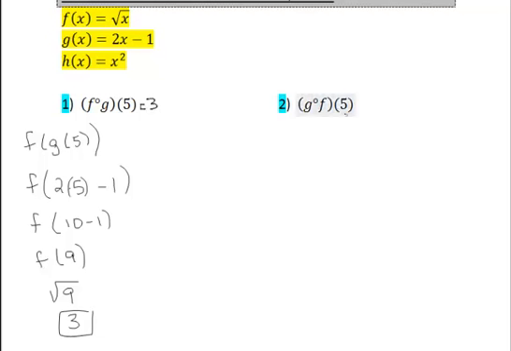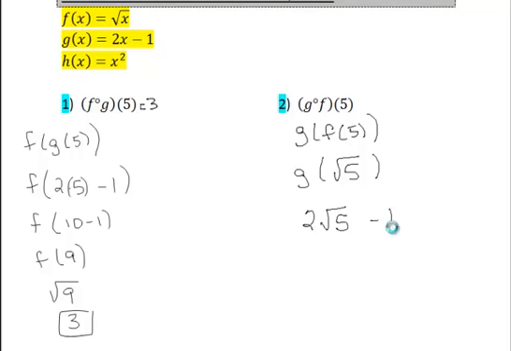Okay, how about g of f of 5? Do you think it would be the same? Well, f of 5 is the square root of 5. And if you substitute that into g, you get 2 square root of 5 minus 1. So they're not the same. So when you do compositions, it really does matter the direction the composition is written.